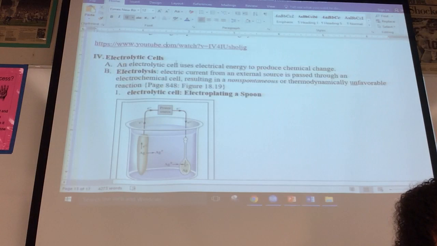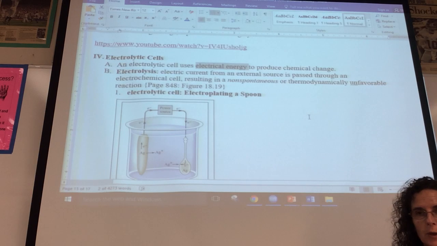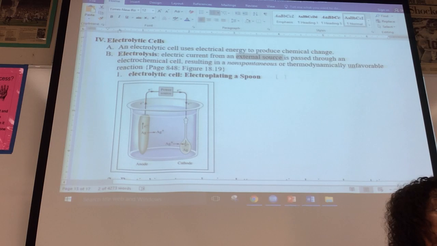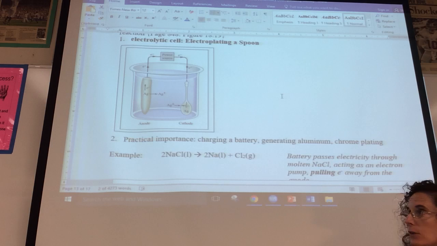So what you're going to see here is an electrolytic cell is going to use electrical energy to generate chemical change. Previously, we were using chemical energy to power it up. You're going to have an electric current from some source. You've got a thermodynamically unfavorable reaction, and there are a lot of different examples here.